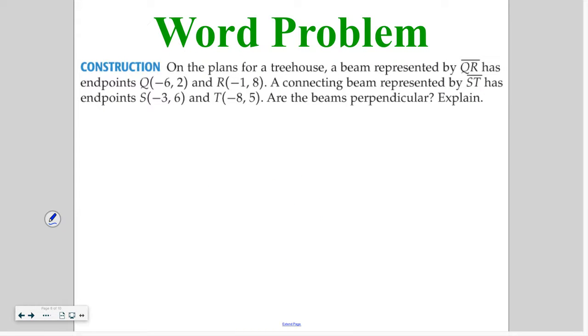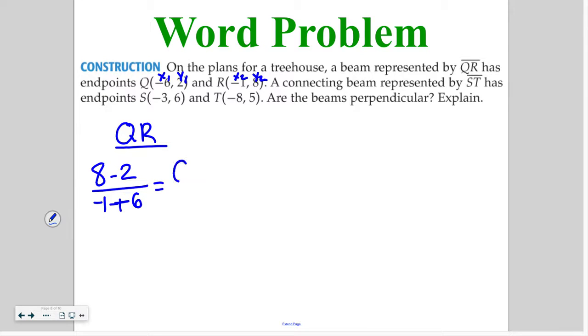Last thing we have to deal with is word problems. So we're looking at, on the plans for a treehouse, a beam represented by QR has endpoints at Q and R. The connecting beam represented by ST has those two endpoints. We are looking to see if the beams are perpendicular, which means we need to find the slopes. So first, looking at QR, I'm going to label this x1, y1, x2, y2. Using our slope equation, I've got y2 minus y1 over x2 minus x1.